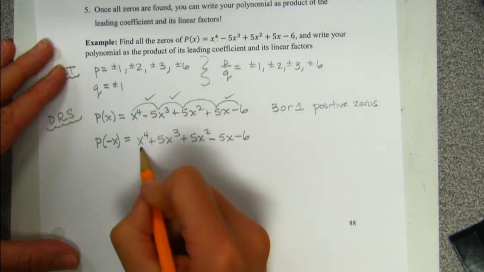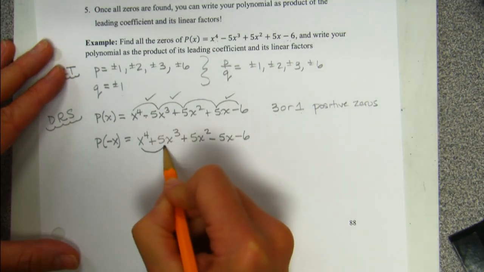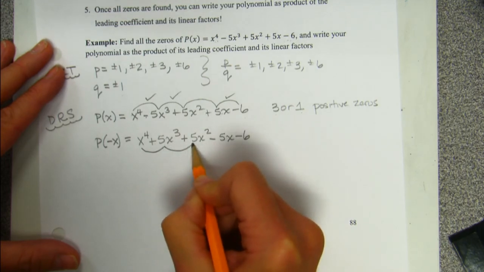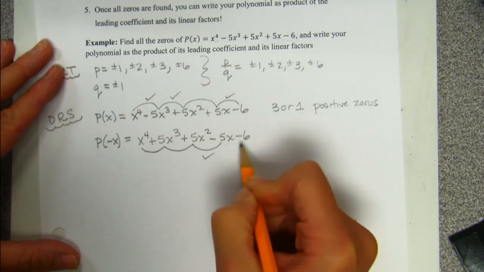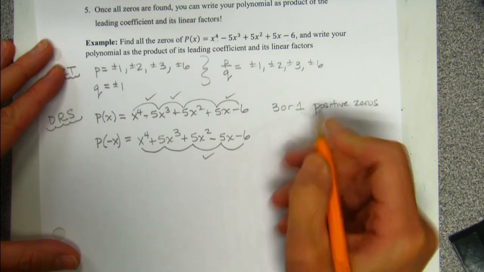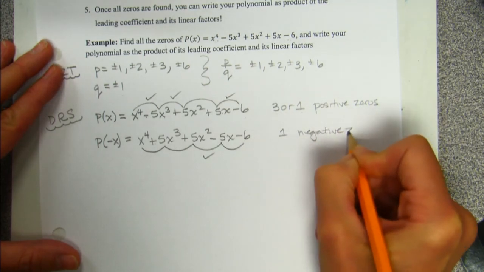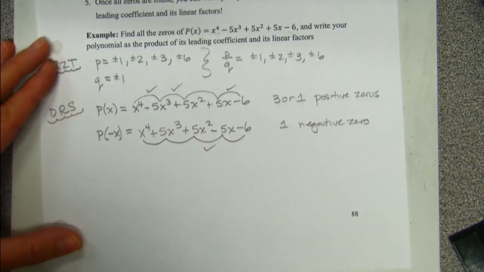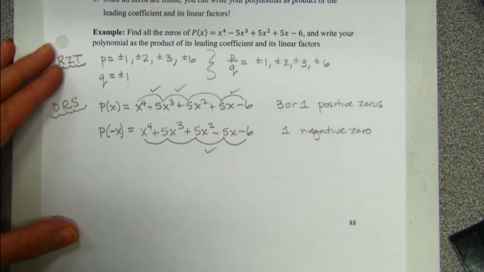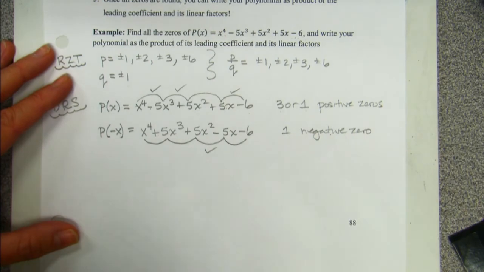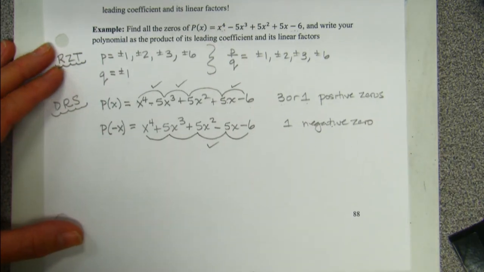Sign changes. Positive to positive. Nope. Positive to positive. Nope. Positive to negative. Ooh, there's a sign change. Negative to negative. There is 1 negative 0 for sure. We're not subtracting 2 because you'll be in the negatives. So there's 1 negative 0. Absolutely for sure.